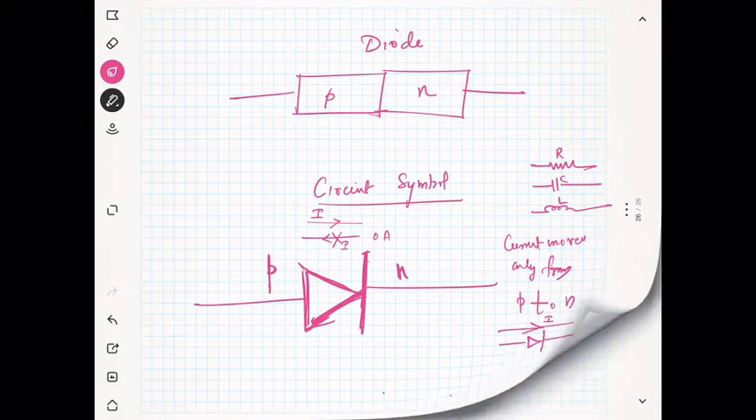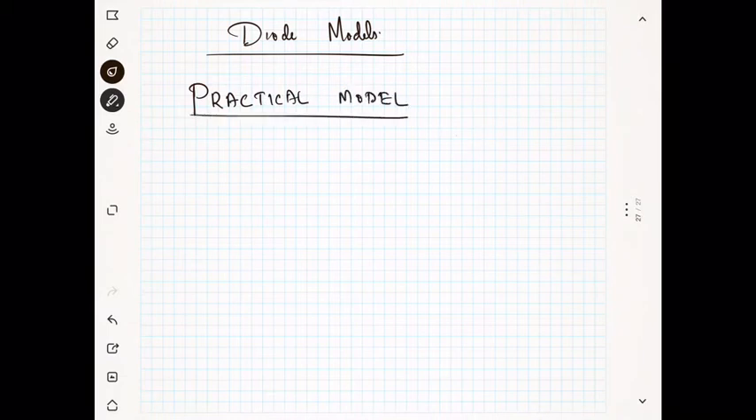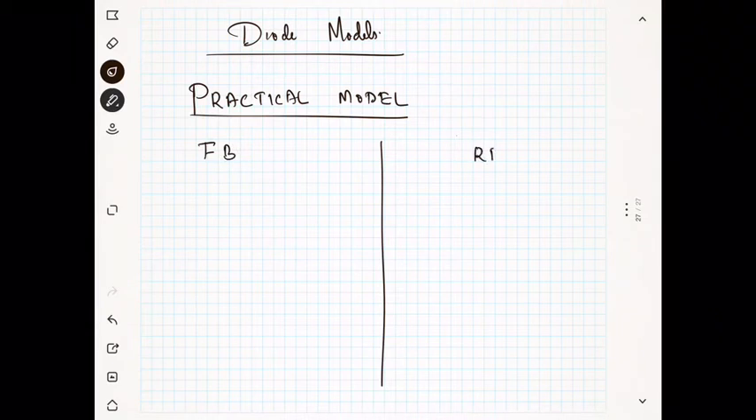Now we will see various models for the diodes. So we will see diode models. It's very, very important. Okay, diode models. So first of all, we will see the practical model for the diode. It's very, very important. The practical model means we will consider two cases, the forward bias and the reverse bias. And this is my circuit.